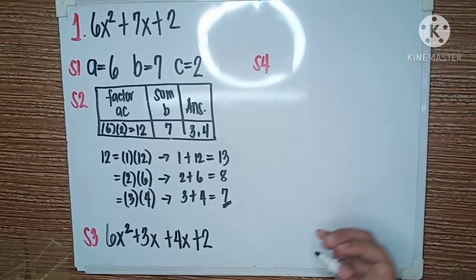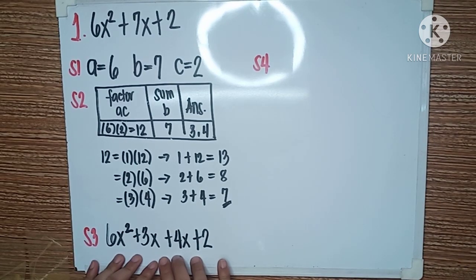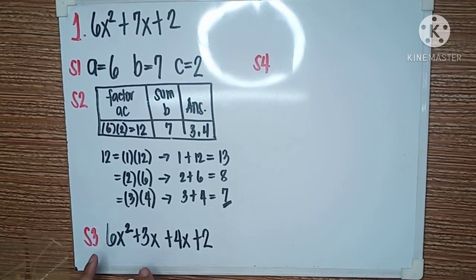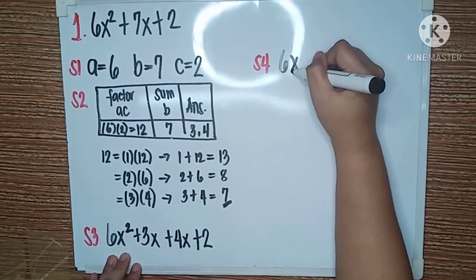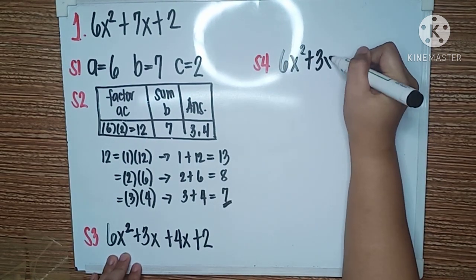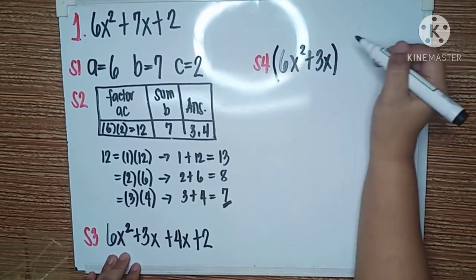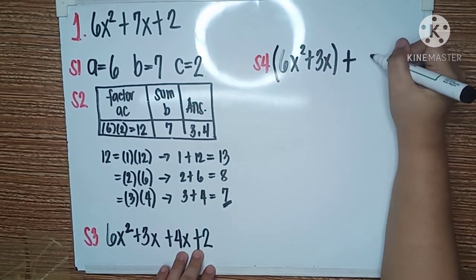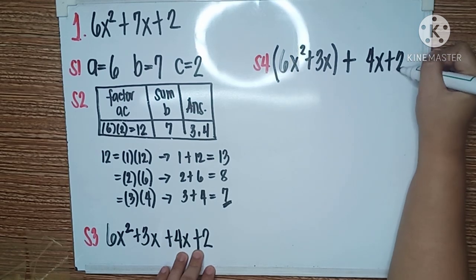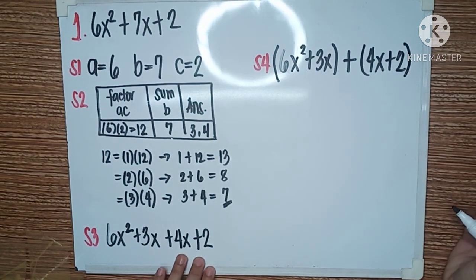Step 4. We will regroup our answer in step 3 into 2. So, sa pag-groupings, ang first group na lang natin ay itong first term and second term. This is the first group. And this is the second group. So, write it, 6x squared plus 3x. This is our first group. Plus 4x plus 2. This is our second group.